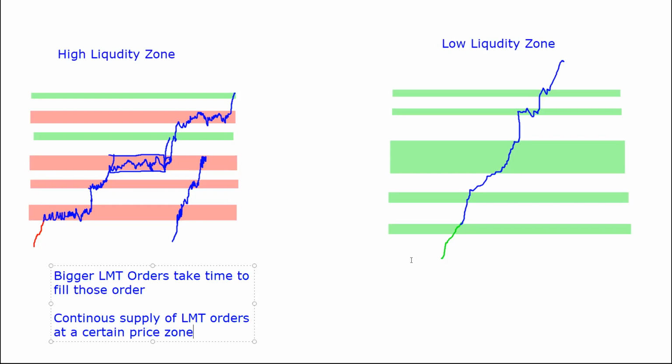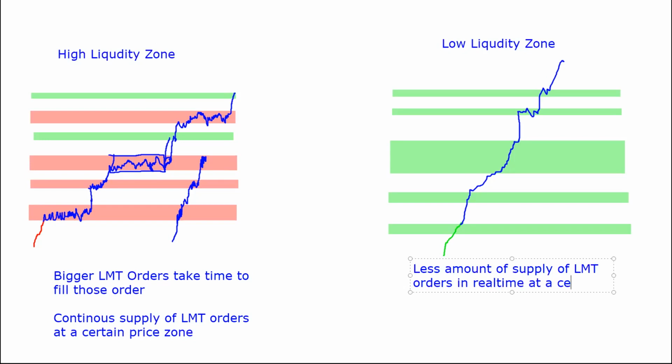And again, low liquidity zones are often characterized by a lesser supply of limit orders in real time at a certain price zone. So the flow of supply comes here and then price moves. All of a sudden there is no supply there, and the supply is available at the next level.